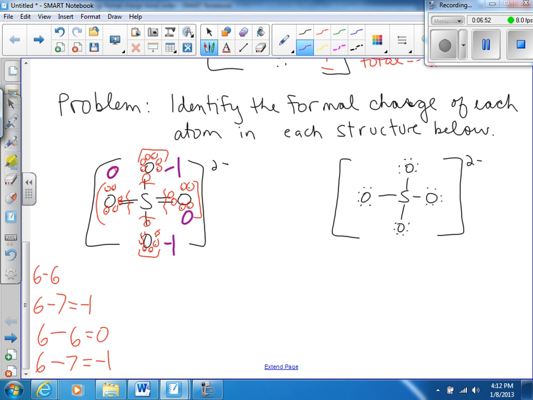Okay, oh, sulfur, we forgot to do sulfur. I forgot to do sulfur. You didn't do anything wrong. Okay, let's count our sulfur in this one. 1, 2, 3, 4, 5, 6.